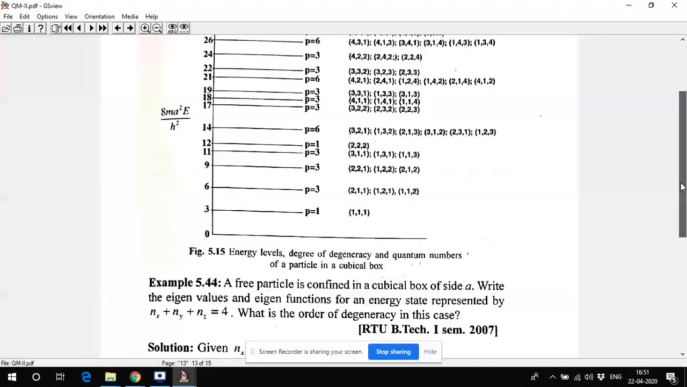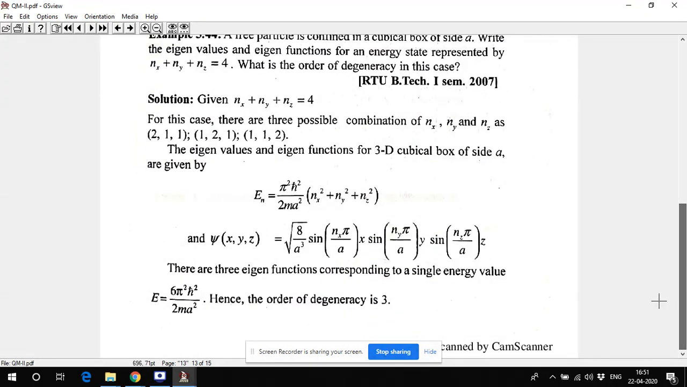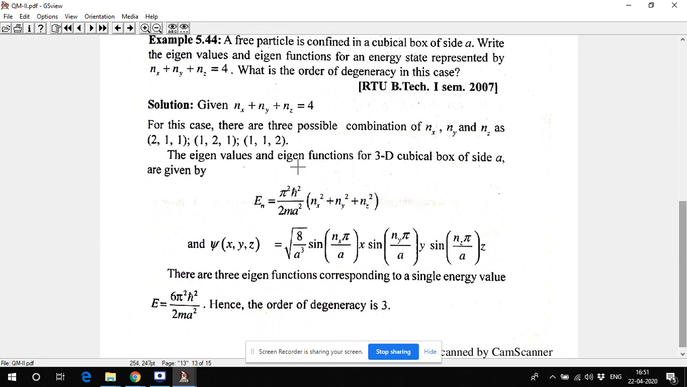We should remember it. Sometimes the question may be asked independently on degeneracy, and one of the important questions is this: suppose nx plus ny plus nz equal to 4 is given, and they are asking what is the order of degeneracy. For this case, we can get 4 by the combinations 211, 121, or 112. So it's very simple. For all these three combinations, you can calculate E, n, and psi by putting these values, but there will be three wave functions for these values, and hence the degeneracy is 3. From this particular equation, you can solve such numericals.